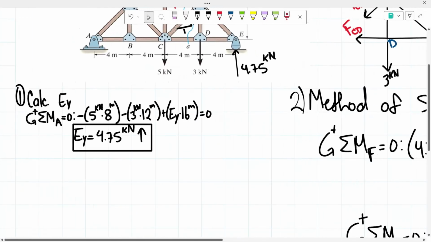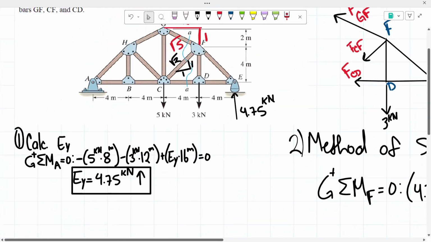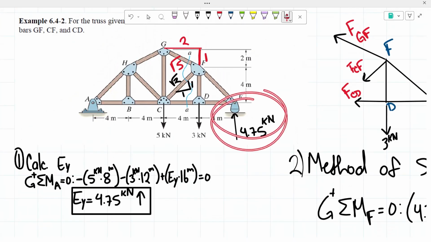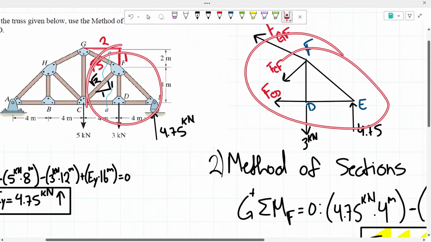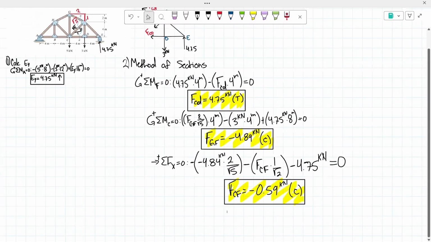From there, to calculate the force of that reaction, you want to take the sum of the moments about the point where the other two unknown reactions are. So you could simply just solve for this one. And then from there, you want to draw out your truss that you're going to be working with. And then from there, just simply use the method of sections to determine the values of those bars.